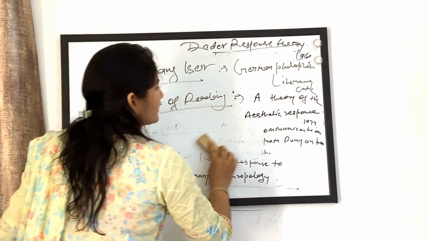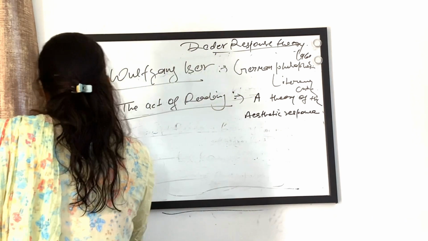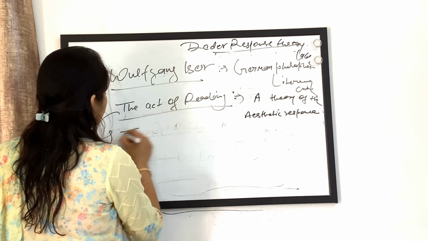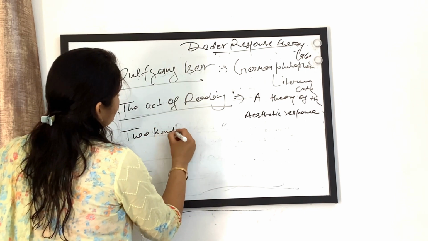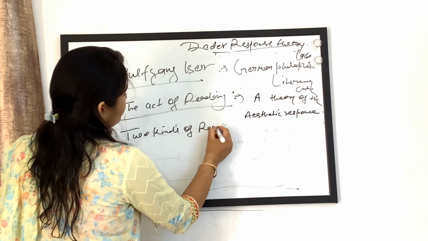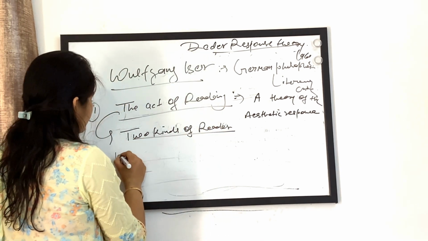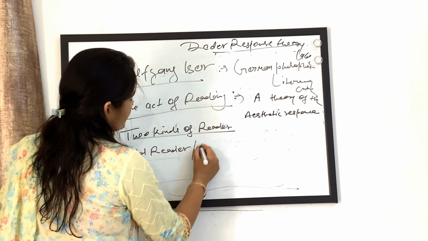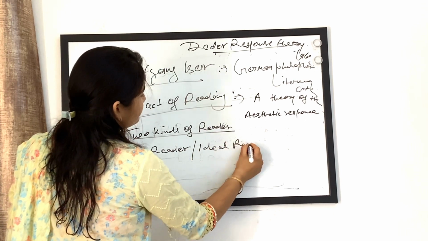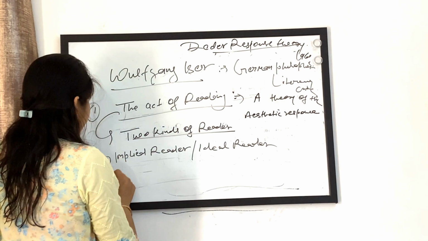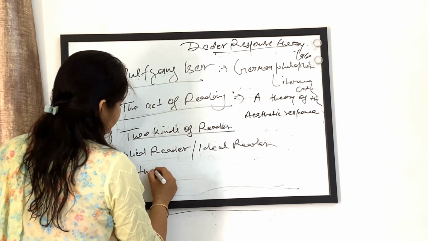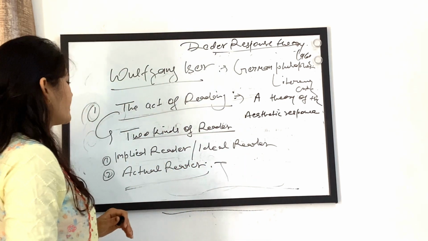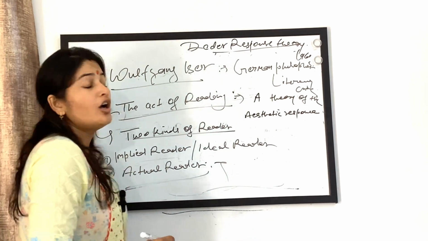In this book he talks about two kinds of readers. First is the implied reader, whom we can also call the ideal reader. Second is the actual reader. So these are two concepts given by Wolfgang Iser. So who is the implied reader?